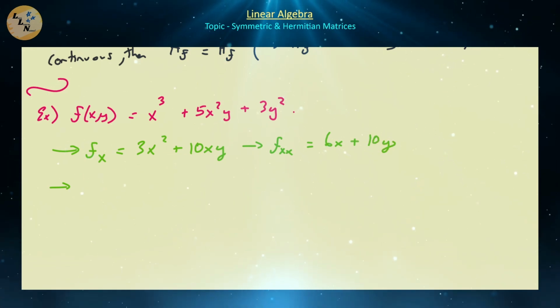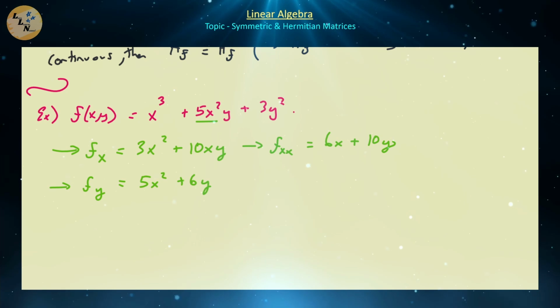And what are we going to get next? Let's do the partial derivative with respect to y. So x cubed again is a constant, because we're taking the derivative with respect to y, not x, partially. And in the second term, x is a constant, so that's a constant times a linear function, so that's going to be 5x squared. And the derivative of 3y squared is going to give us 6y.